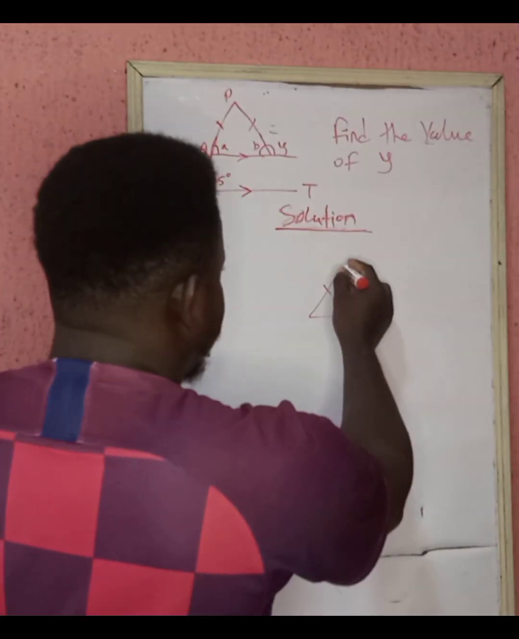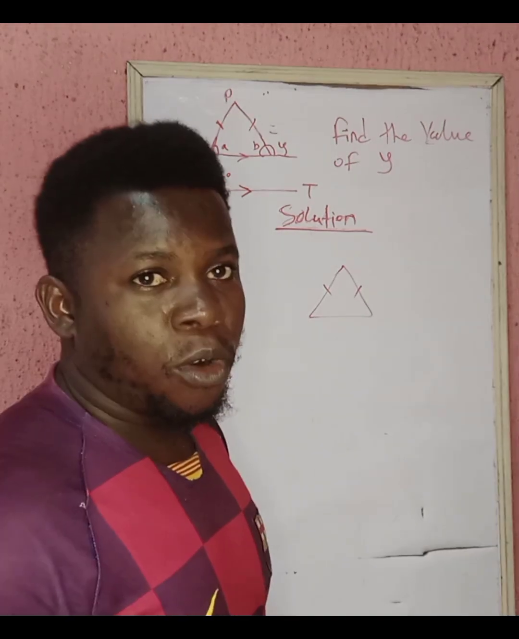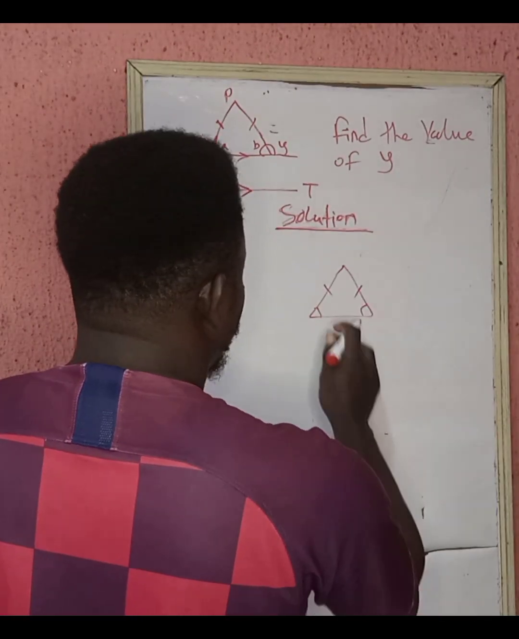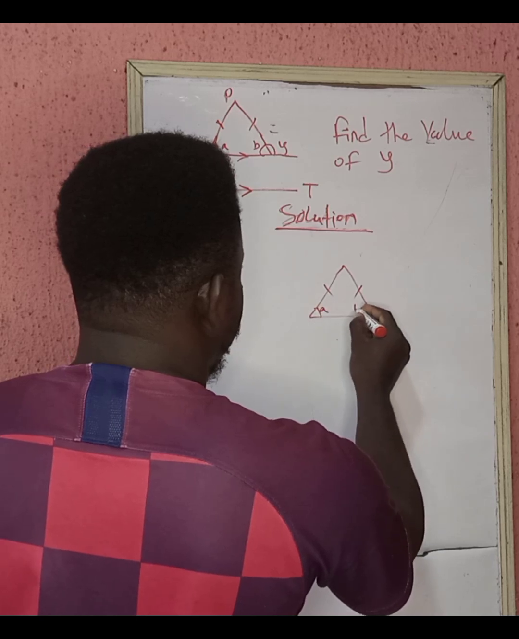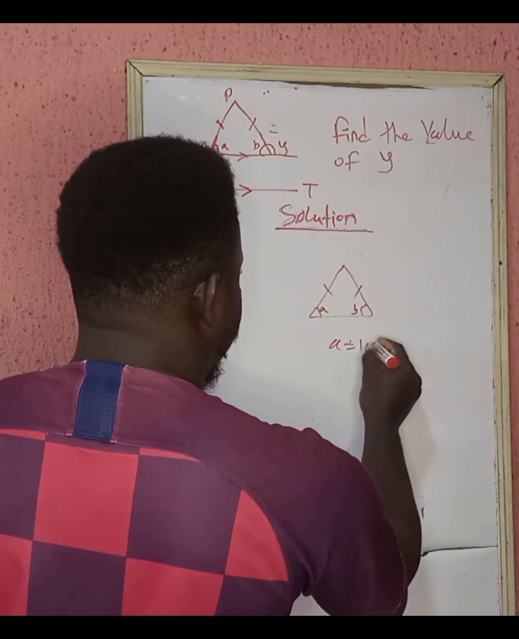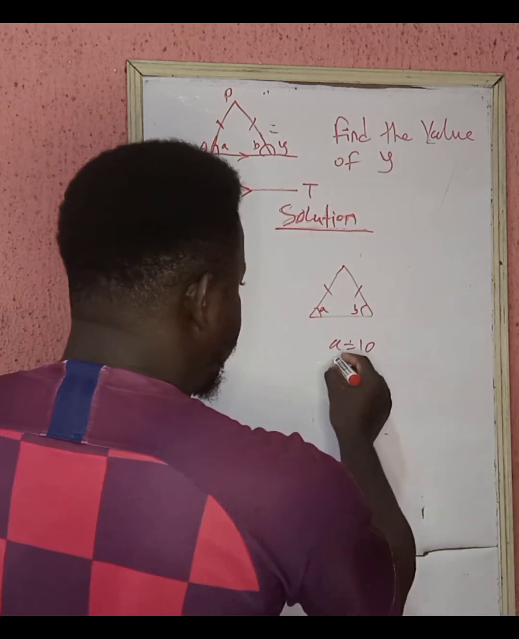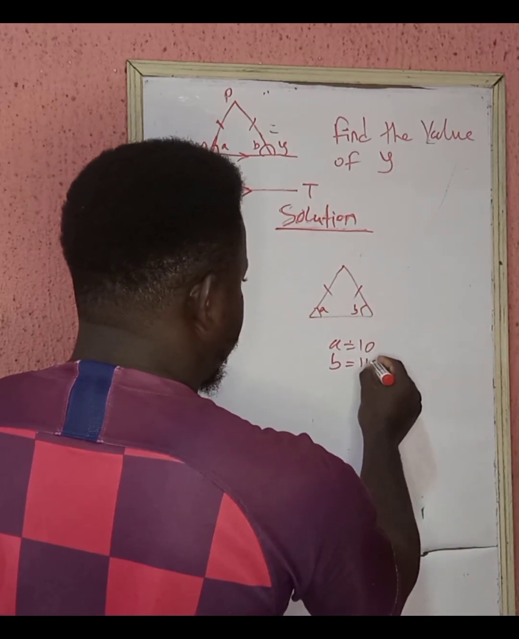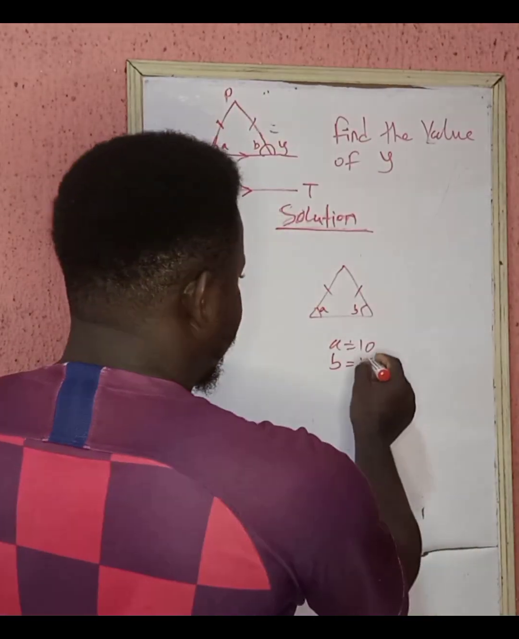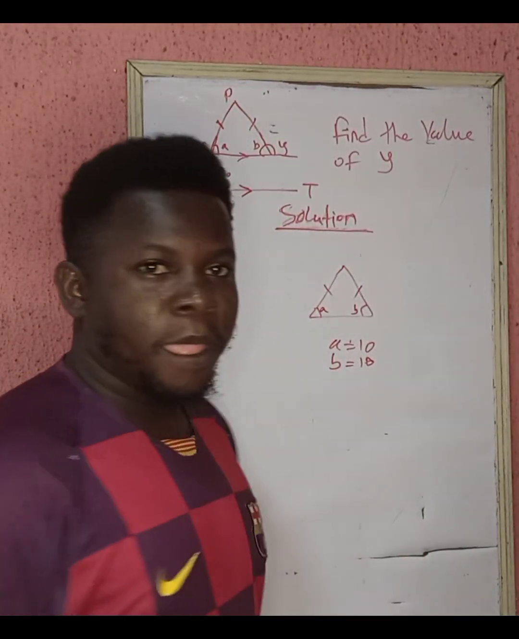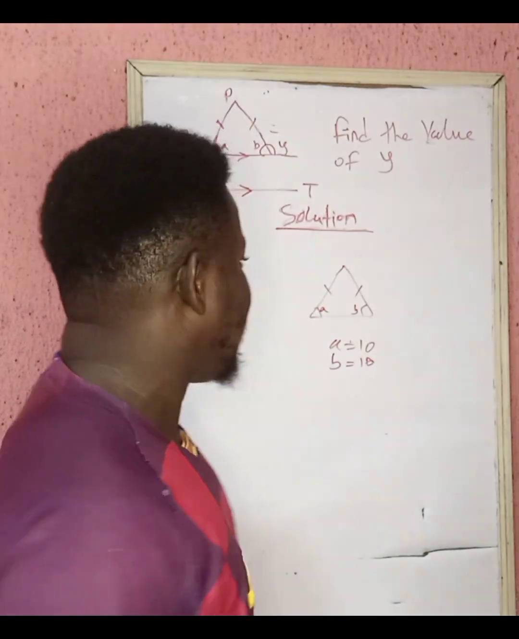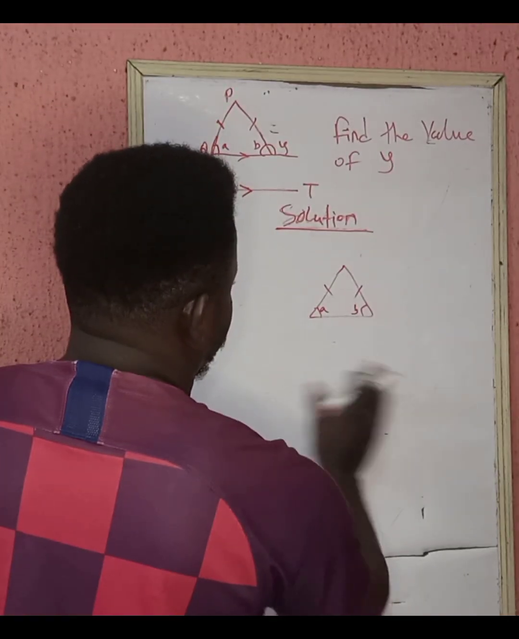This means that this is a base angle of maybe an isosceles triangle. And here and here, anything you get here as A is the same thing as B. If you get A equal to 10 here, that means your B is also equal to 10. So that's how smart the examiner is.